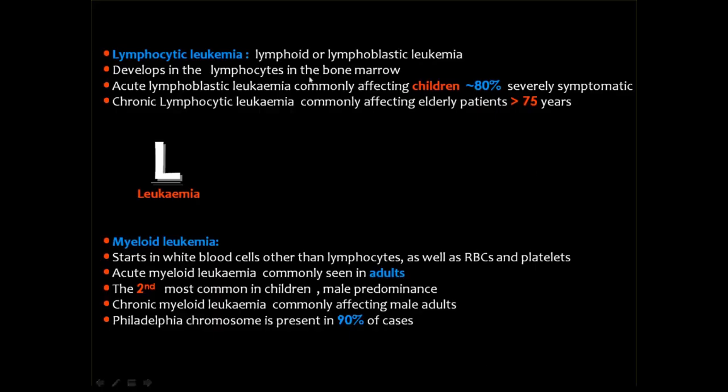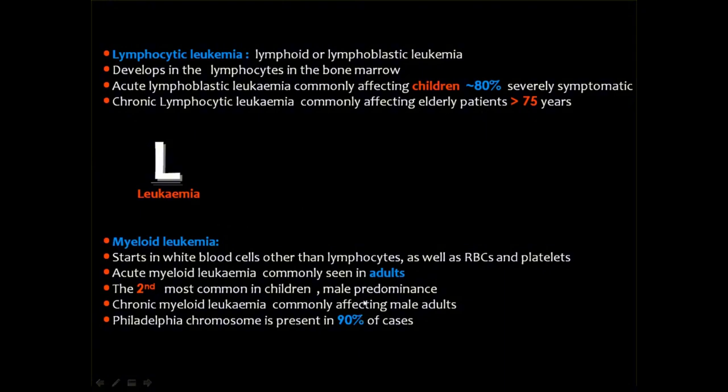Then, lymphocytic leukemia is the disorder of the lymphoblastic cells. This lymphocytic leukemia develops in lymphocytes in the bone marrow and commonly affects children. In about 80% of the cases are severely symptomatic. Chronic lymphocytic leukemia is commonly seen in elderly patients.